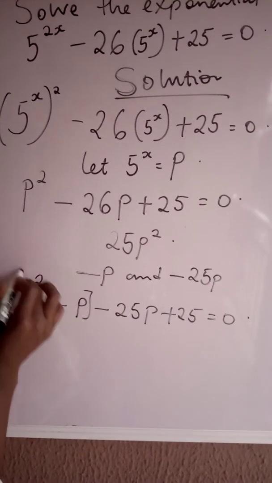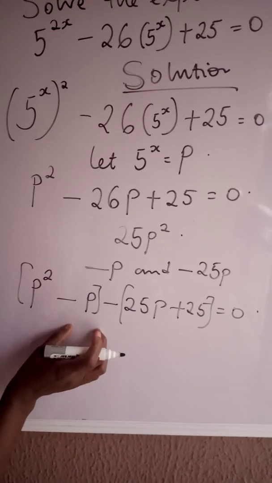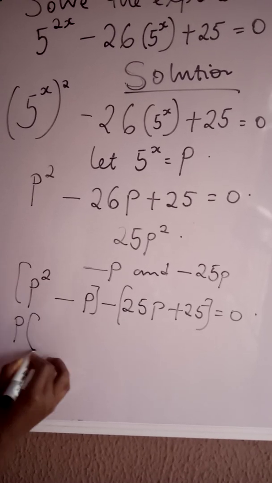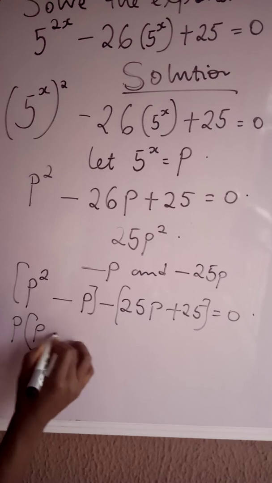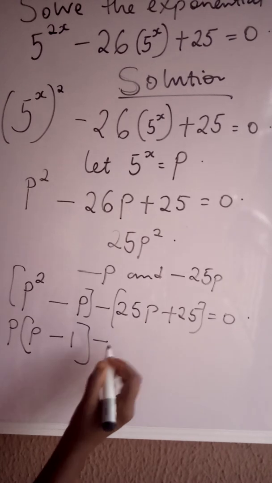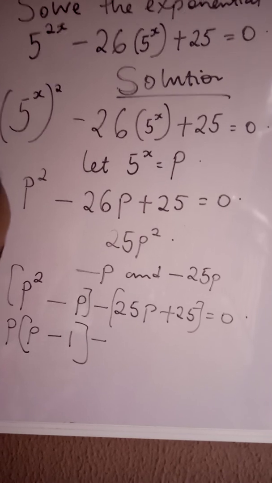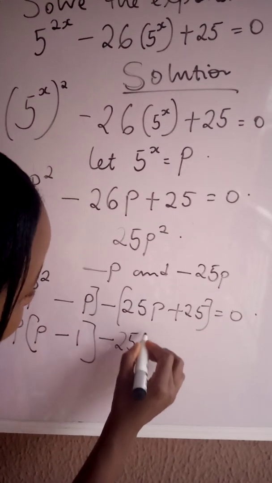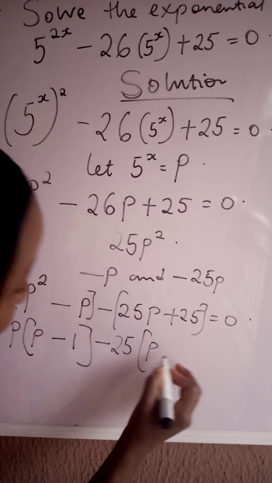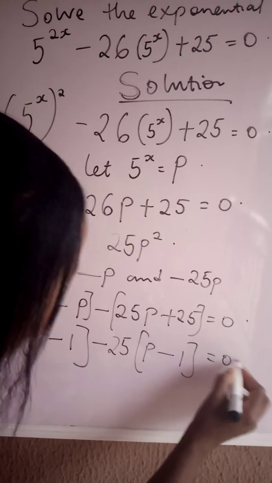So we are going to group this in brackets so that we can check what is common here. What is common in the first pair is p. So we write it out: open bracket, p squared divided by p is p, minus p divided by p is 1, close bracket. Then what is common in minus 25p and plus 25 is minus 25. So we write minus 25, open bracket, 25p divided by 25 is p, then minus times minus is plus, no, minus times plus is minus, then 25 divided by 25 is 1, close bracket equals 0.